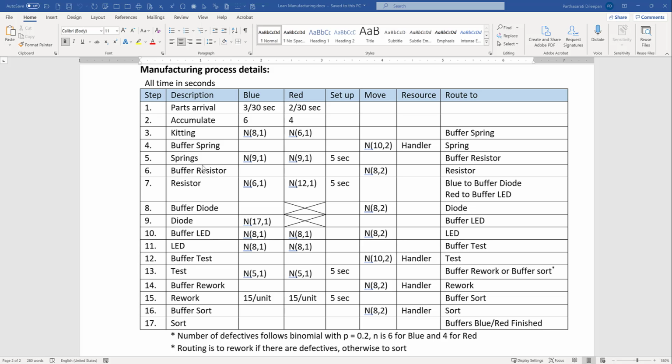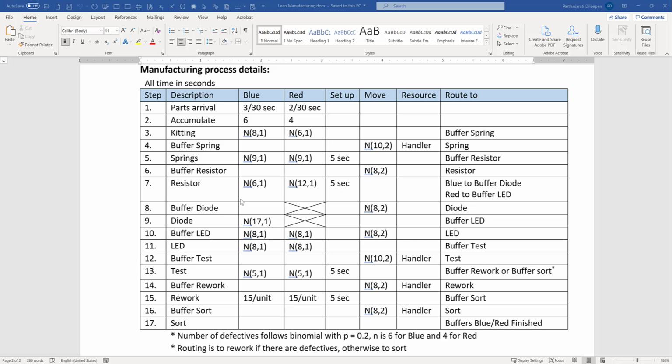Then from there you go to buffer resistor, and then to move from buffer resistor to resistor, it takes this much time, but you don't need a handler for this. The operator takes care of the movement. Then the resistor is processed. Now here the blue and red have different times, and you have a setup time of 5 seconds. Now from here, blue boards are sent to buffer diode, and then red are sent to buffer LED, because red boards do not need diode.